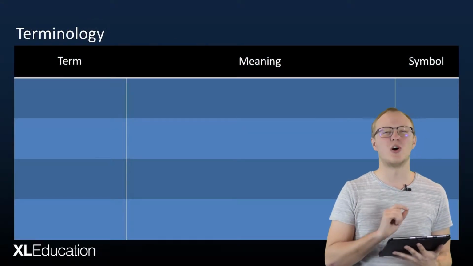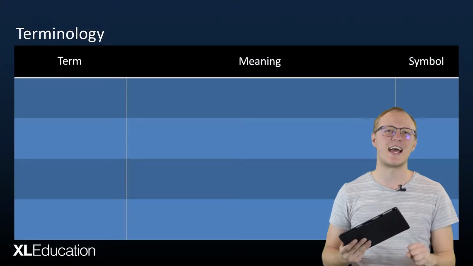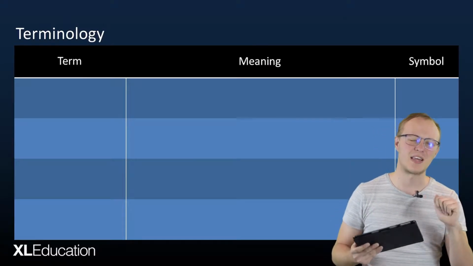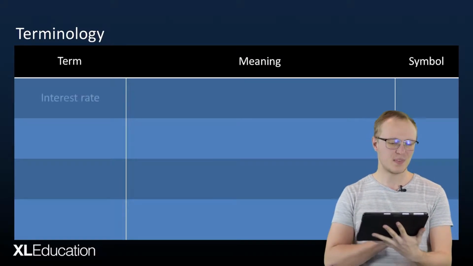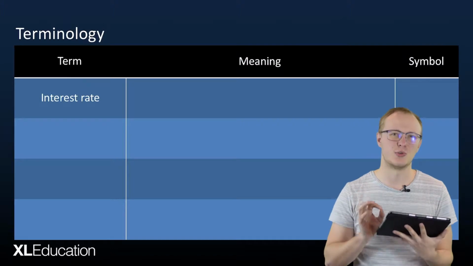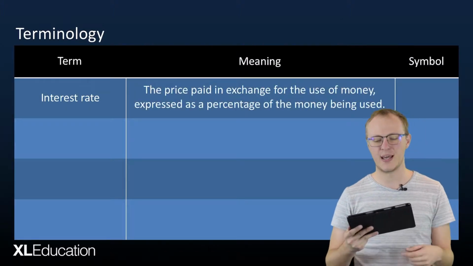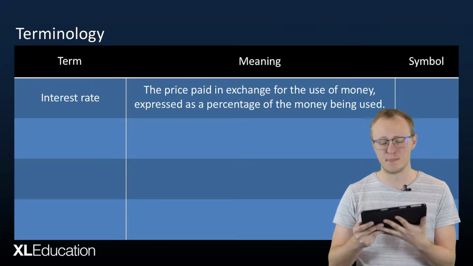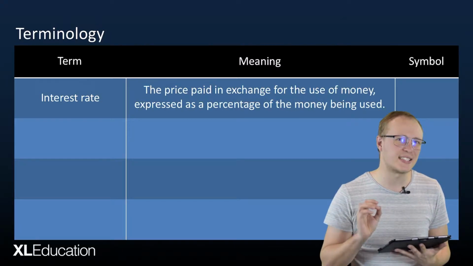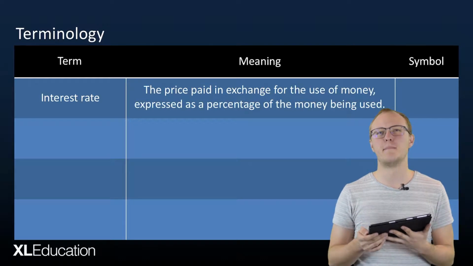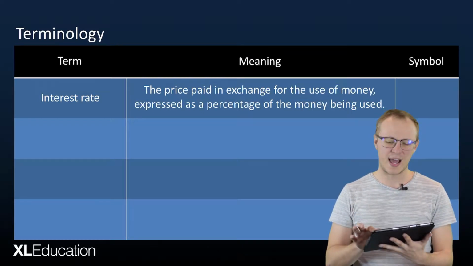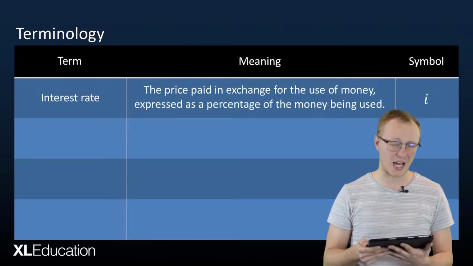There's some terminology that we need to understand before we can look at a mathematical approach to interest. The first thing is interest rate. The interest rate is the price that you pay in exchange for the use of money, and it is expressed as a percentage of the money being used. And the symbol for that is going to be I.